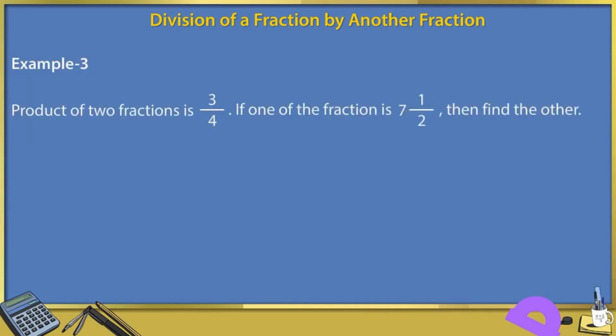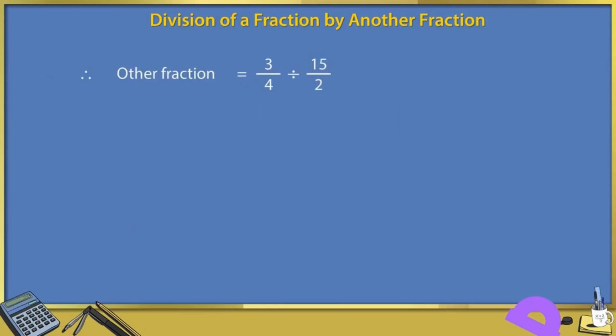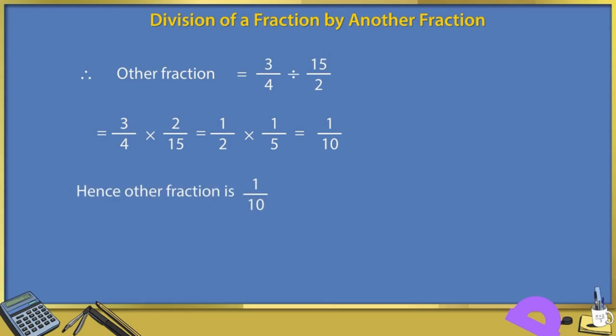Example 3. Product of two fractions is 3 by 4. If one of the fractions is 7 and 1 by 2, then find the other. Solution. Product of two fractions is equal to 3 by 4. One of the fractions is equal to 7 and 1 by 2, which is equal to 15 by 2. Therefore, the other fraction is equal to 3 by 4 divided by 15 by 2, which is equal to 3 by 4 into 2 by 15, which is equal to 1 by 2 into 1 by 5, which is equal to 1 by 10. Hence, the other fraction is 1 by 10.